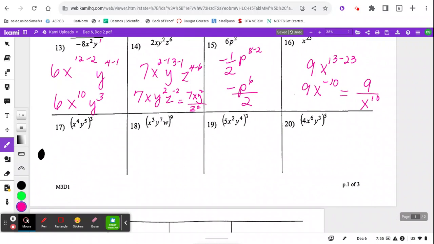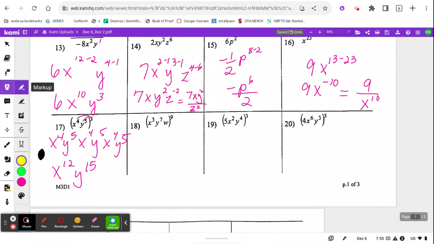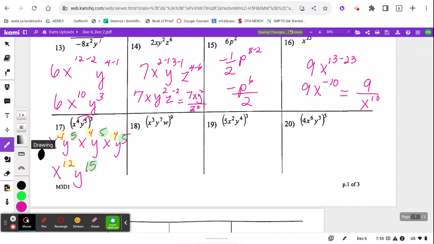Now we've got power to a power. We could do expanded form, writing this thing out 3 times, or you could shower the power like this, giving us x to the 12th, y to the 15th, just by multiplying those powers. If I had done expanded form, I can see that 4 plus 4 plus 4 gives me 12, and 5 plus 5 plus 5 gives me 15 using the add rule in expanded form.